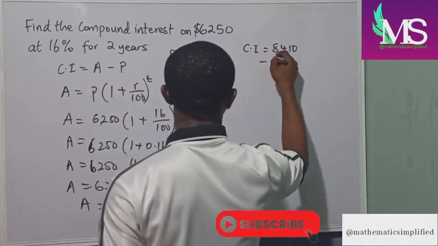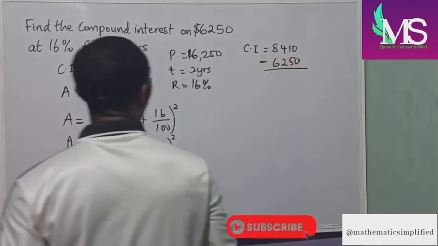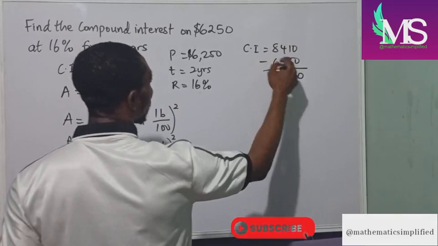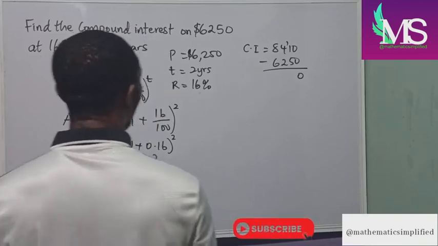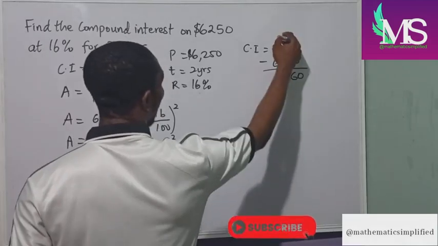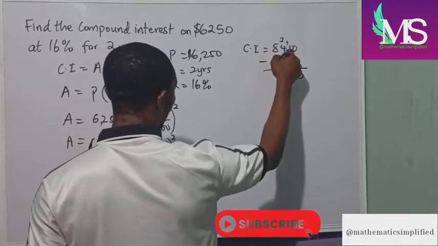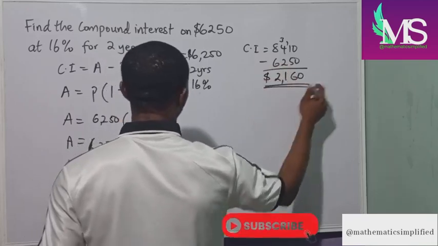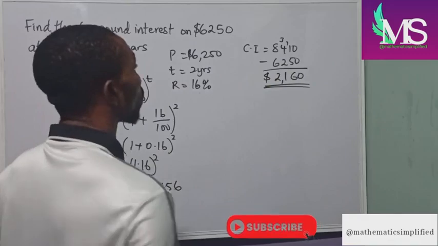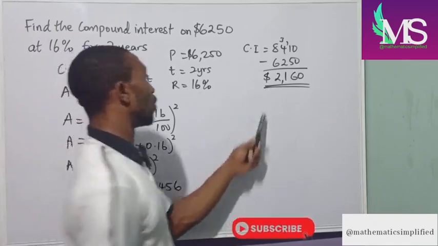So if we have $8,410 as our amount, our compound interest will become $8,410 minus 6,250. Now 0 minus 0 is 0, borrowing 1, 11 minus 5 will give us 6. Now this is 3, 3 minus 2 will give us 1. 8 minus 6 will give us 2. So our compound interest for 2 years will become $2,116.